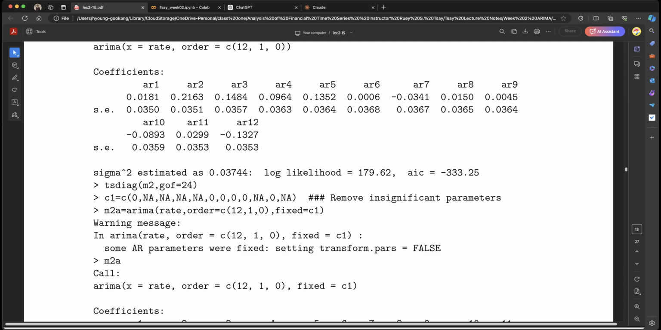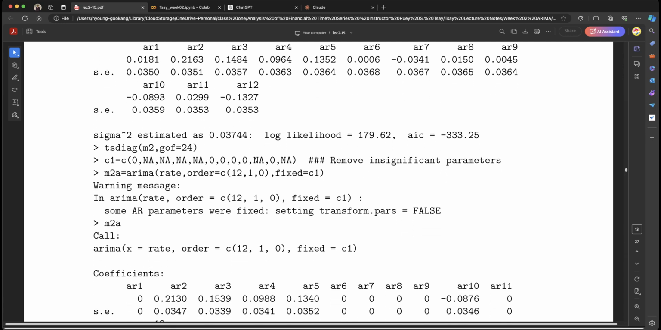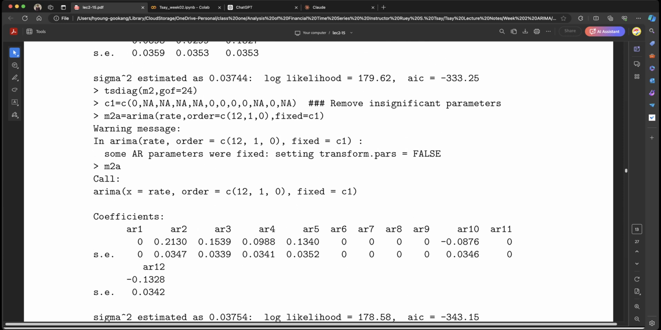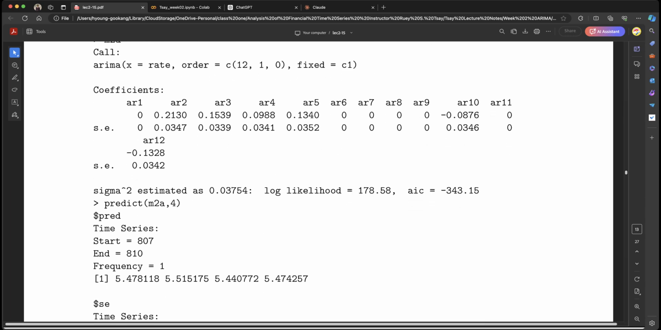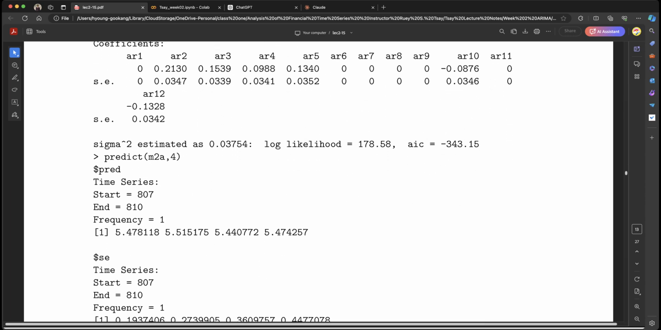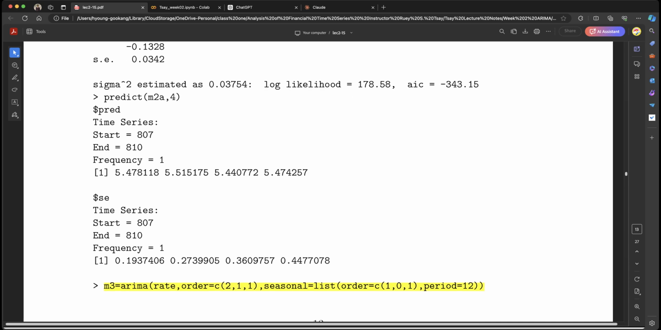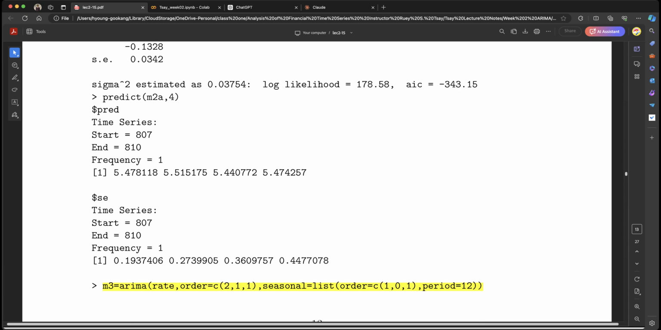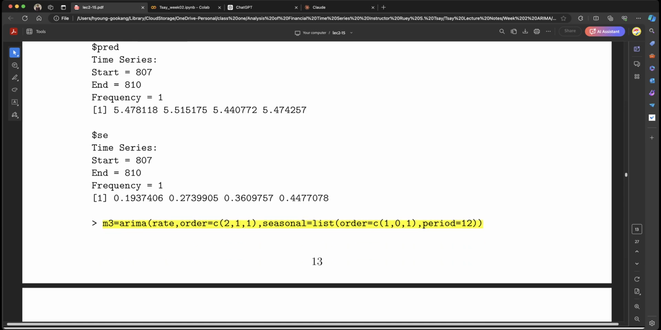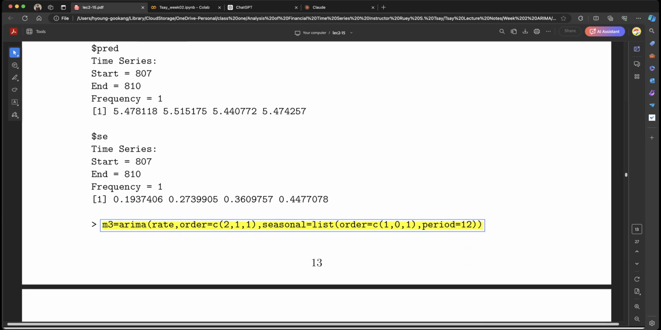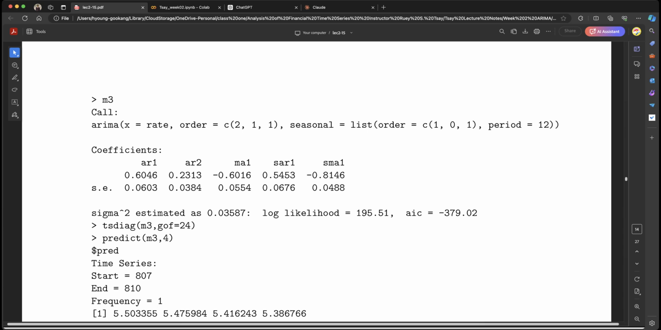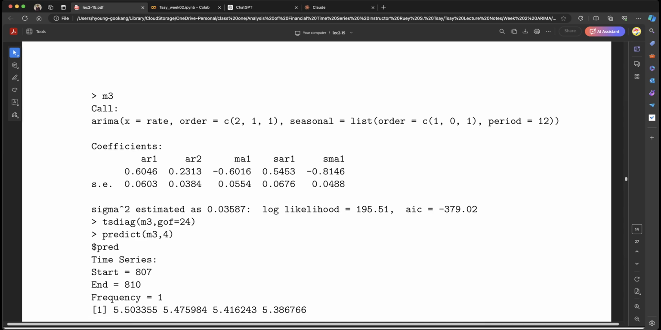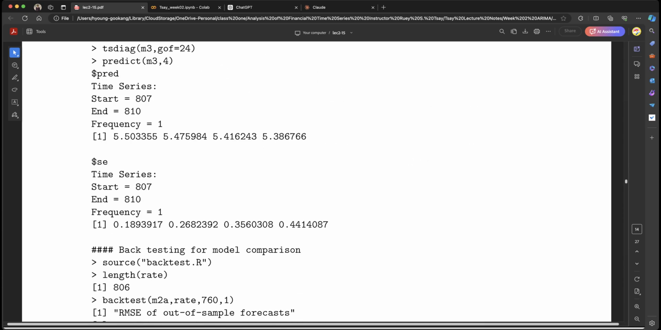Okay, so like this, there is a warning message, and then we ignore the insignificant coefficients, and then we do the prediction. Frequency 1. It is a time series of unemployment, and then M3 is lag 1, now we include seasonality here: AR1, AR2, MA1, seasonal AR1, seasonal MA1, and there is a solution, so we can skip it.